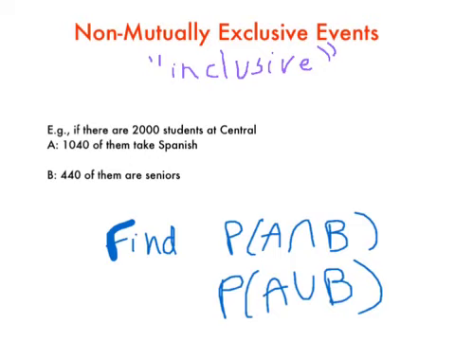So for instance, if you have 2,000 students at Central, 1,040 of them take Spanish, 440 of them are seniors, find the probability that somebody is both in Spanish and a senior, or in Spanish or a senior. Now the problem here is that there is some overlap. It may be that maybe 100 of these seniors are in Spanish, or it could be 400 of them are in Spanish. We don't know.